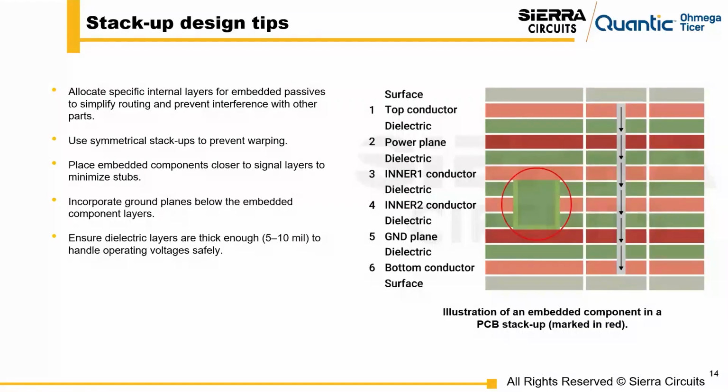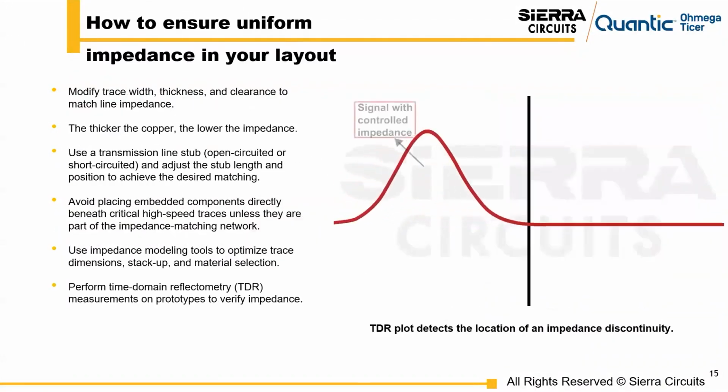In terms of stack-up design tips in general, you want to allocate specific internal layers for embedded resistors and capacitors. And then, you do that intelligently, and you want to ensure that your stack-up is symmetrical, that you have good copper pour, and then you're positioning your embedded components as close as possible to the signal layers to get the best signal performance out of using this technology.